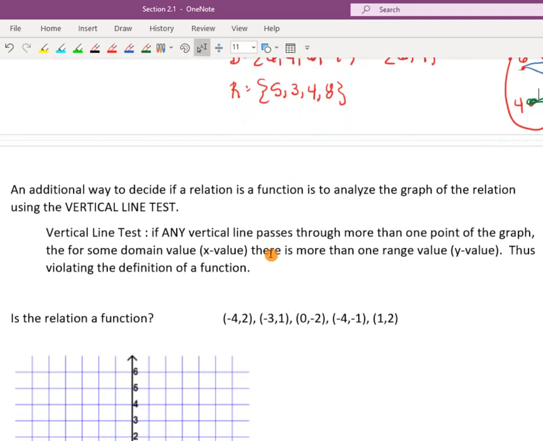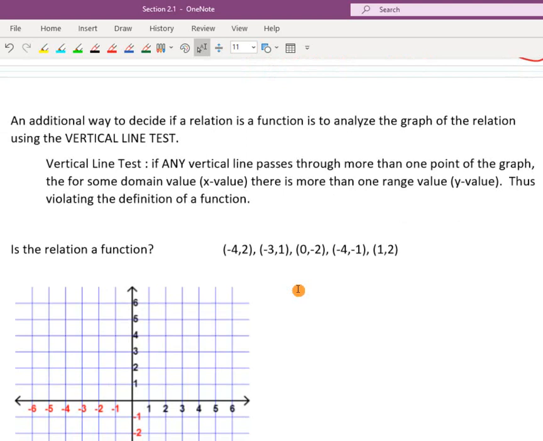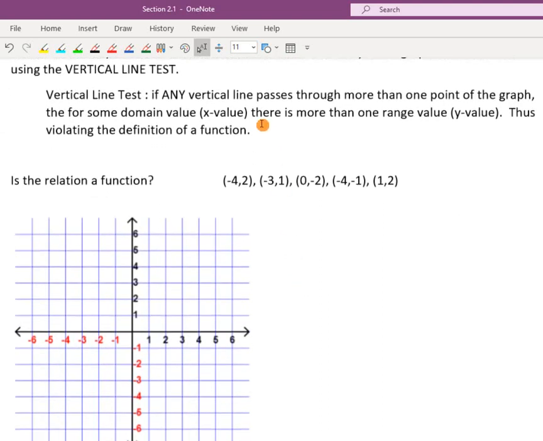An alternative way of determining a function is to use what we call the vertical line test. And I think this is the most obvious way of realizing this. The vertical line test says if any vertical line passes through more than one point of the graph for some domain value of x, there is more than one range value, thus it violates the definition of a function.